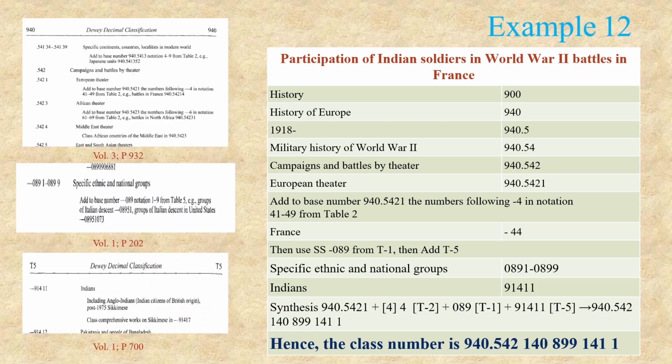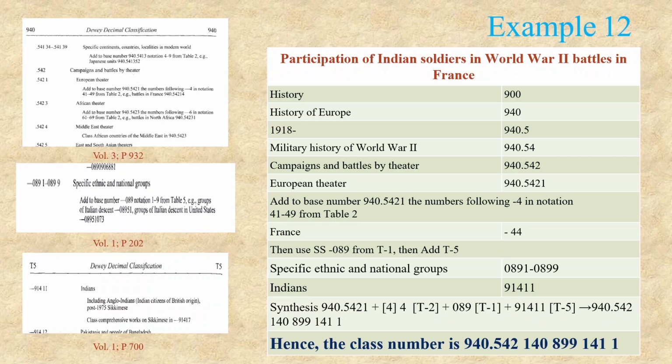First, identify key elements. Subject, participation of soldiers, that is military history. Nationality of soldiers, that is Indian. Then events, World War II. Then theater of war, that is France. Theater of war means where the war happened, particularly the place, land, sea or air. Then check whether a ready-made class number is available for this title. This one is a big title, so there will be no ready-made class number. So we have to assign the class number as per the schedule.